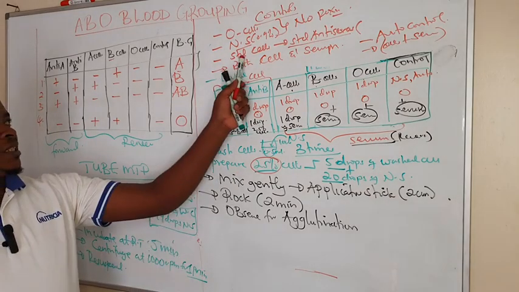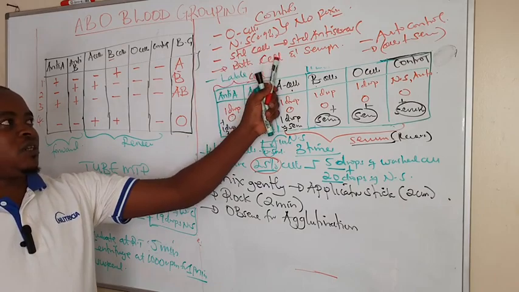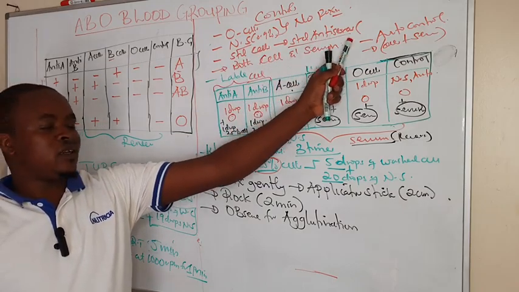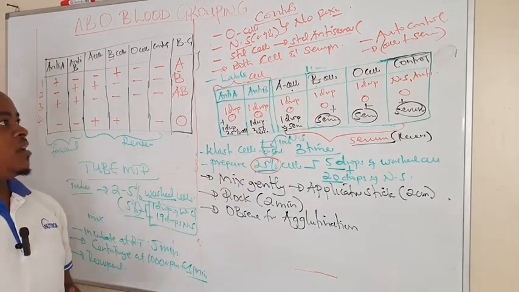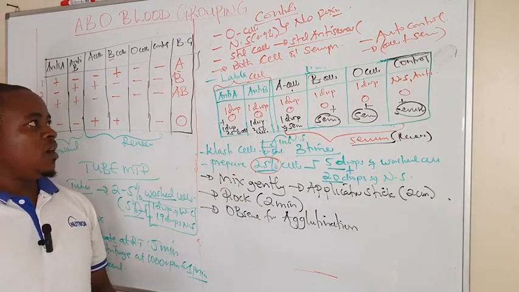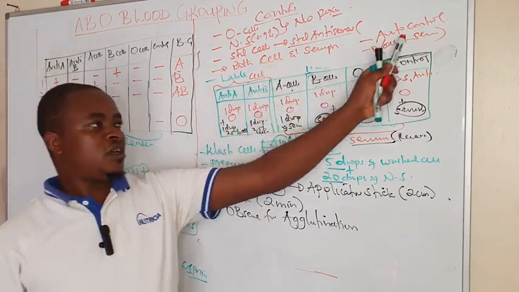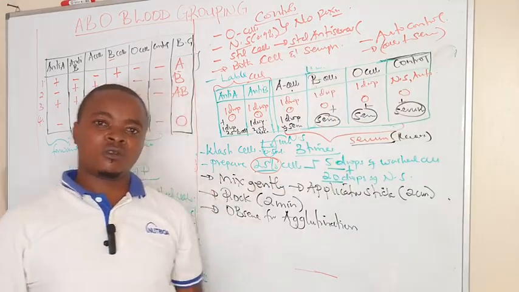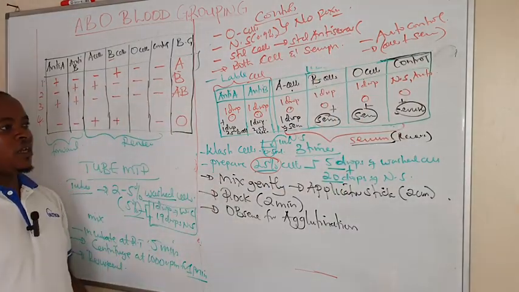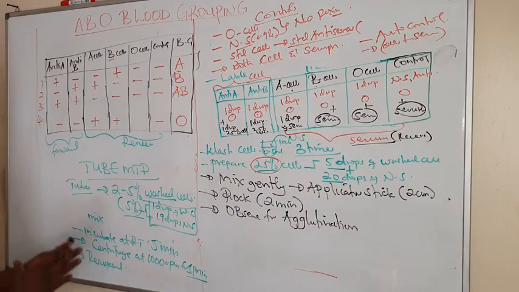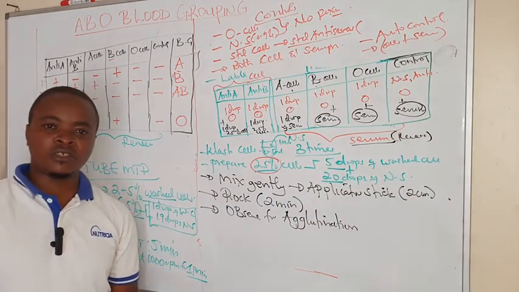If we use standard known cells, A cells and B cells, against their known standard antisera, we are looking for avidity, affinity, and specificity. When we do both forward and reverse grouping, we are looking for any discrepancy, then autocontrol to rule out autoimmune reactions. So these are the things we can discuss under this session.